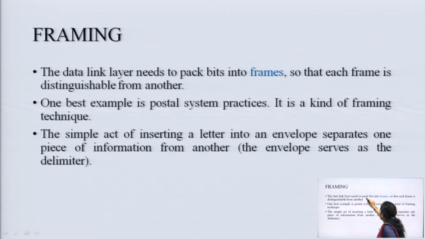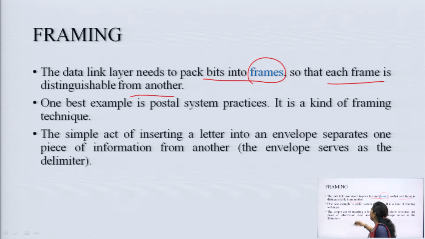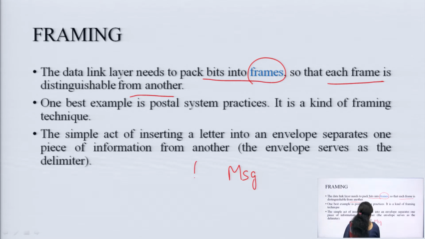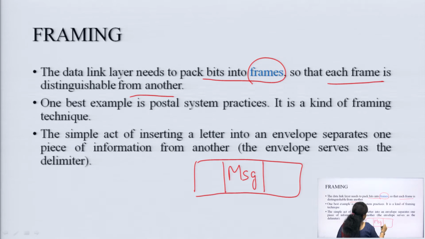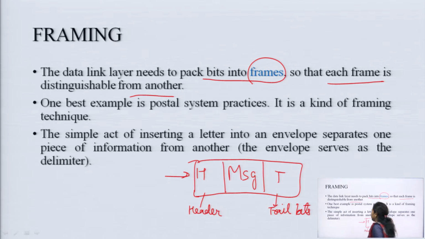The data link layer needs to pack the bits into frames, so that each frame is distinguishable from another. What do you mean by a frame? Whenever your original message data is headed by a header and it is ended by trail bits, this is known as the header, this is known as the trail bits. So, whenever this form of packet is formed, it is known as a frame, means you have formed a particular frame in which it is headed by the header.